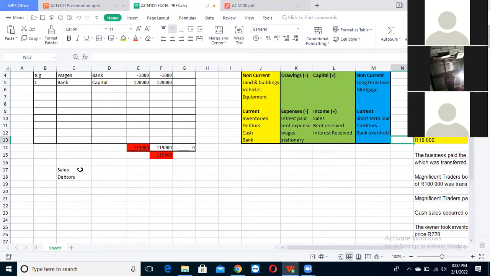When I went off, and I talked about sales and debtors, did you guys get the part where I came up with the sales and debtors accounts? I think so. You can continue from there.